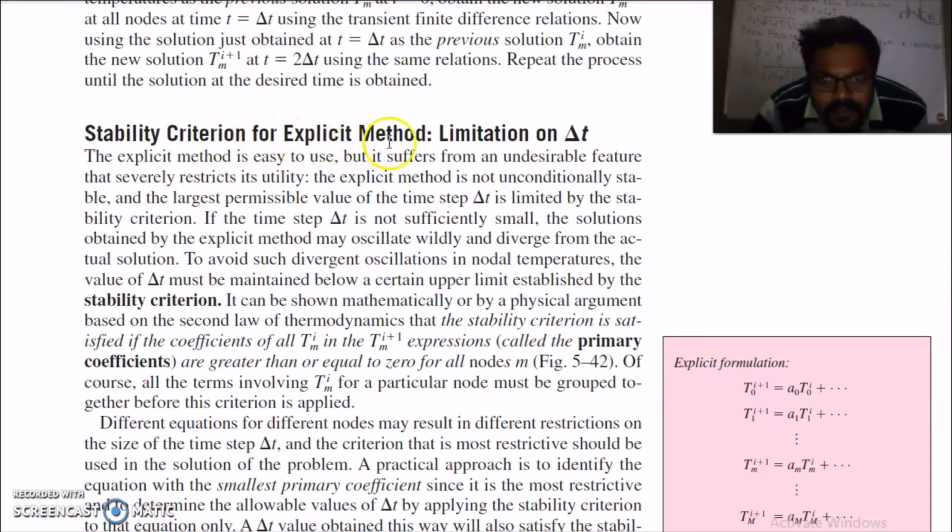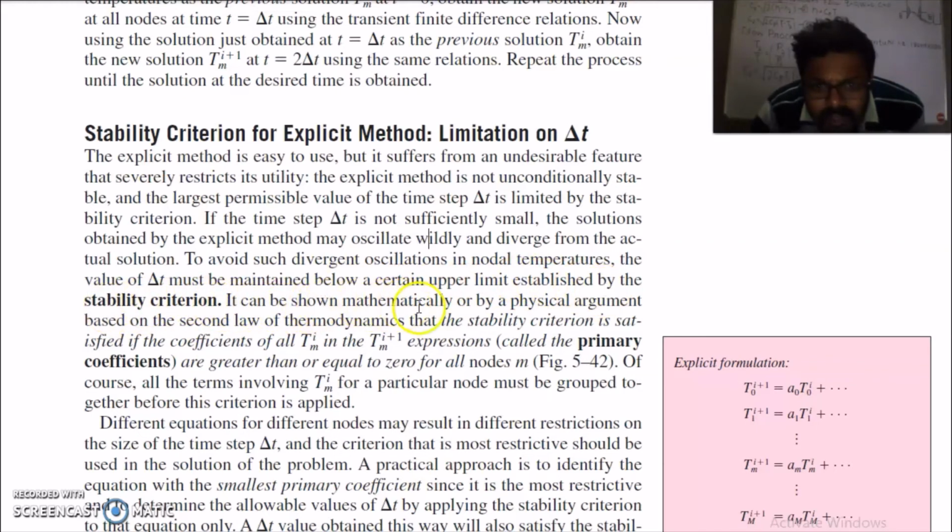Stability criteria for the explicit method, limitation of del t. The explicit method is easy to use, but it suffers from an undesirable feature that severely restricts its utility. The explicit method is not unconditionally stable, and the largest permissible value of the time step del t is limited by the stability criteria. If the time step del t is not sufficiently small, the solutions obtained by the explicit method may oscillate widely and diverge from the actual solution. To avoid such divergent oscillation in nodal temperature, the value of del t must be maintained below a certain upper limit established by the stability criteria.